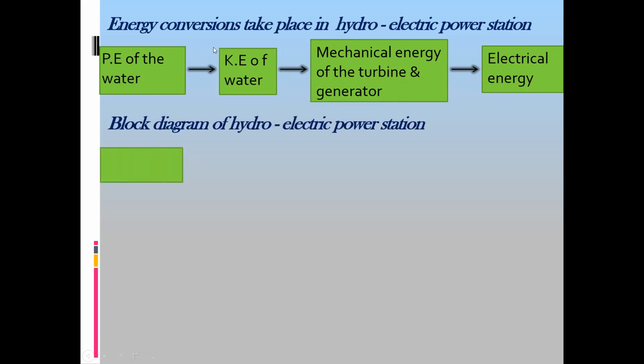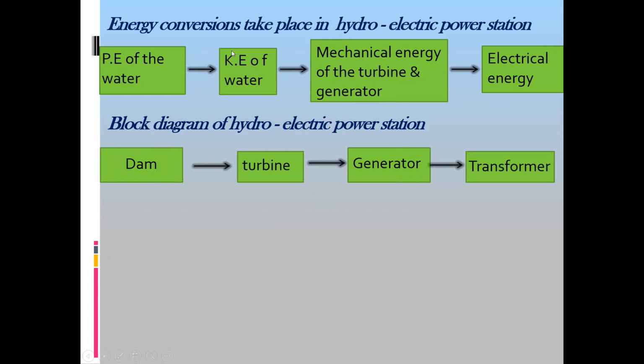What is a block diagram? We use a dam here to store the water. We use a turbine, then it is connected to a generator, and then the generator is connected to a transformer.